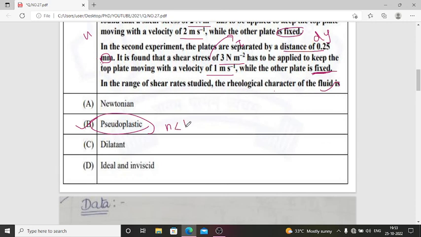Dilatant fluids have n values greater than 1. Newtonian behavior has n values equal to 1. What about the viscosity in ideal and inviscid flow? Here viscosity is equal to 0. So our answer is n less than 1. This is the correct option for this problem.